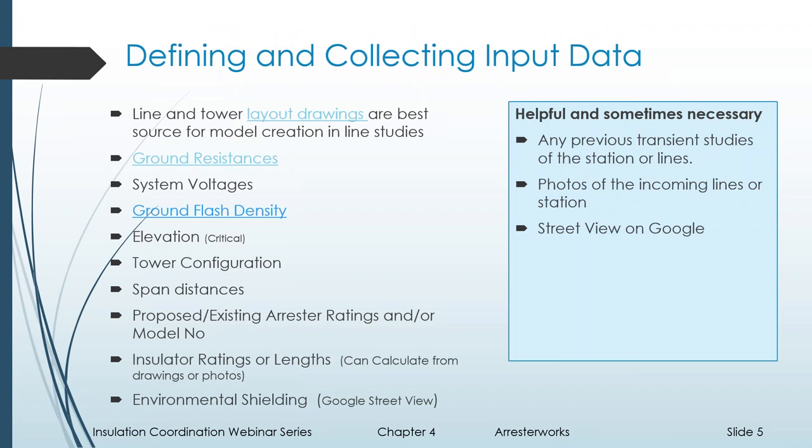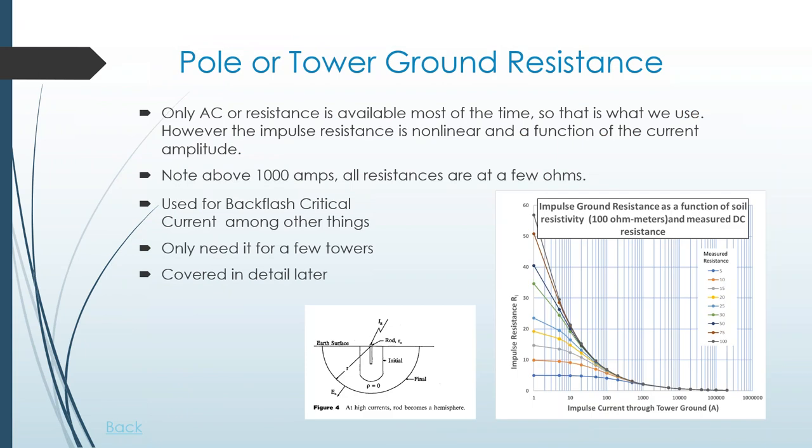The next item that you want to really collect some information on, or try to, is ground resistance. And we're going to talk quite a bit about ground resistance later on. But typically, all we can get is the AC resistance. But because we use the impulse resistance of the line for our studies, it makes it a lot easier.